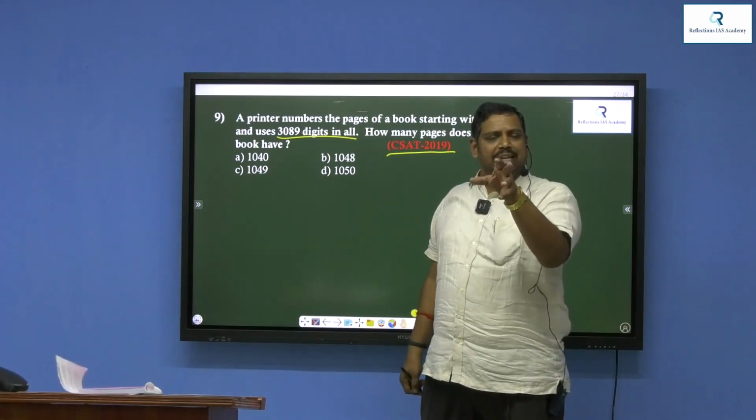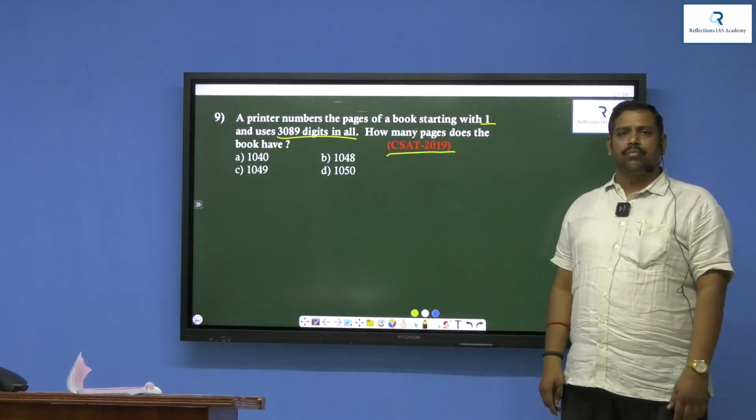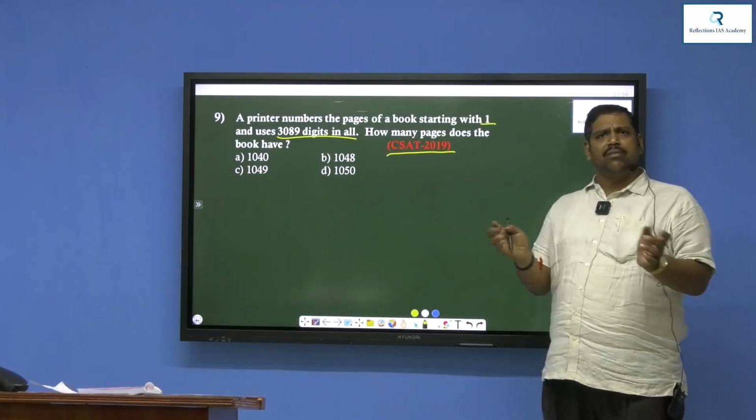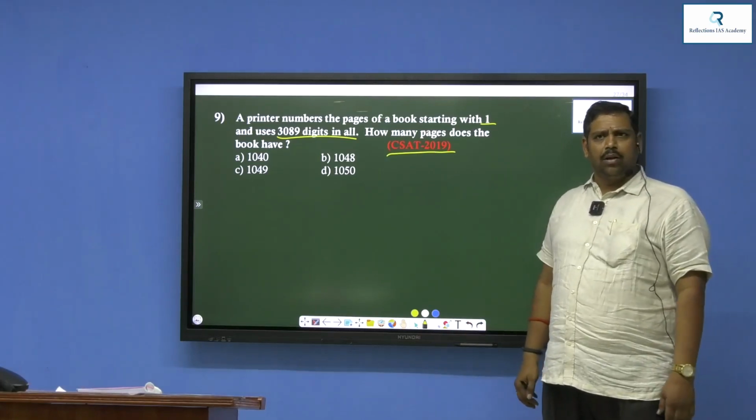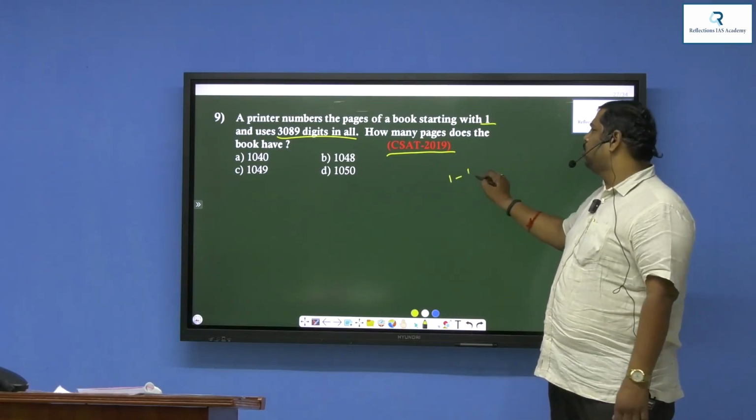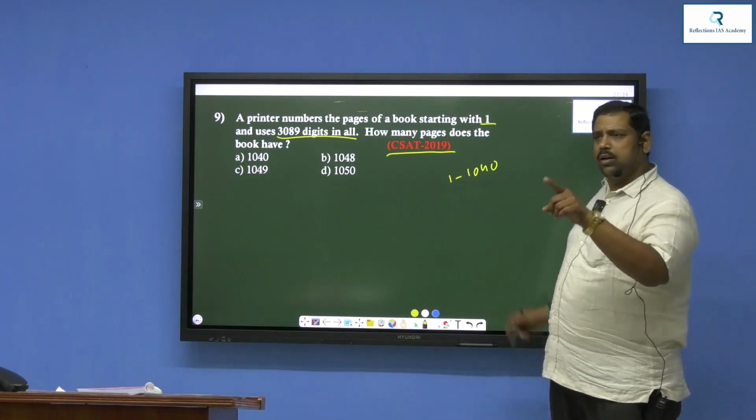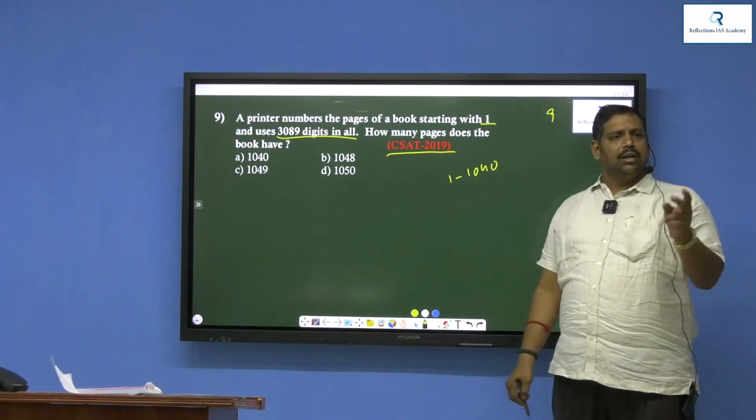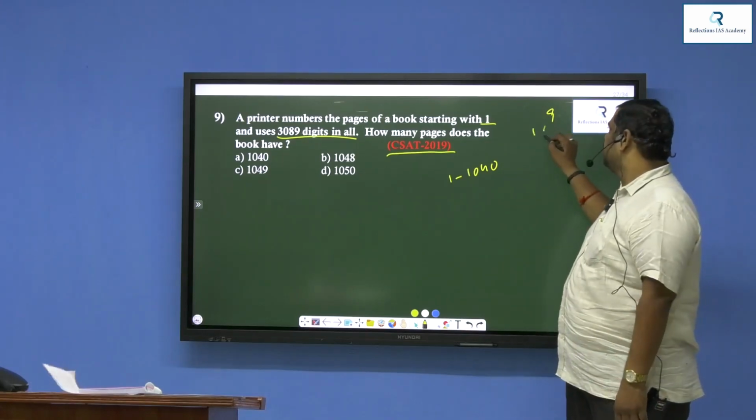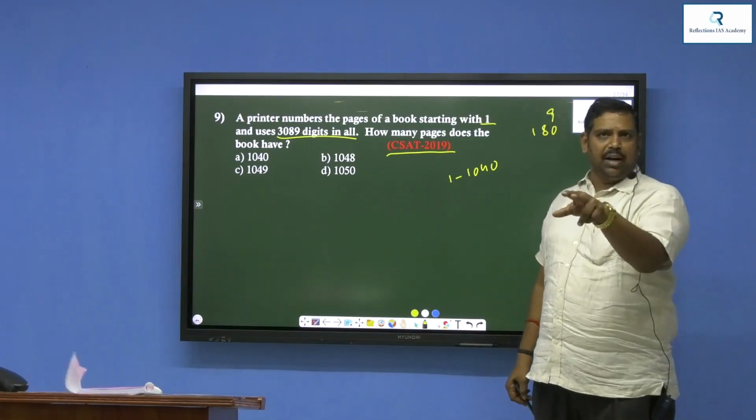If you want to print 3089 digits, how many numbers does the book have in total? Go with option verification. All the options are very close to each other. If you are unable to go conventionally, go with options here. Suppose it has 1040 pages. 1 digit, 1 to 9, 9. 2 digit, 10 to 99, 90 numbers. Each time 2, 180. 3 digit, 100 to 999. How many numbers are there from 100 to 999?